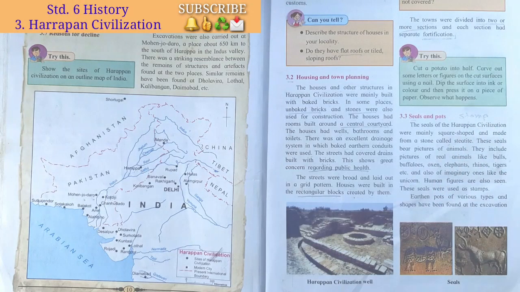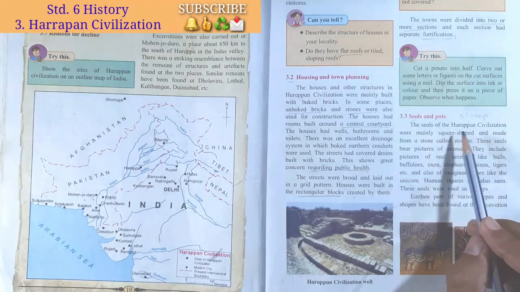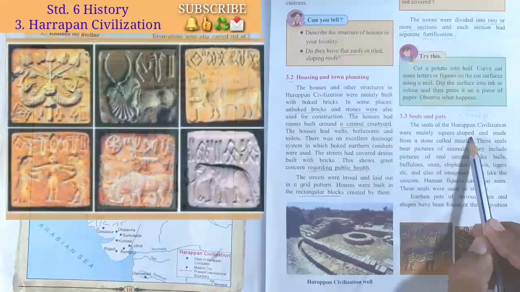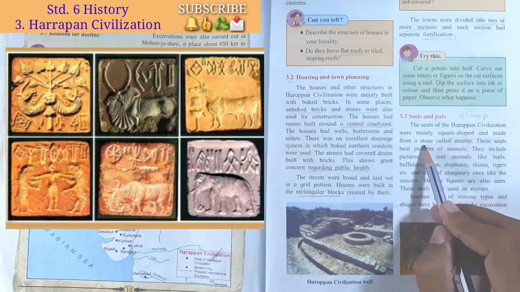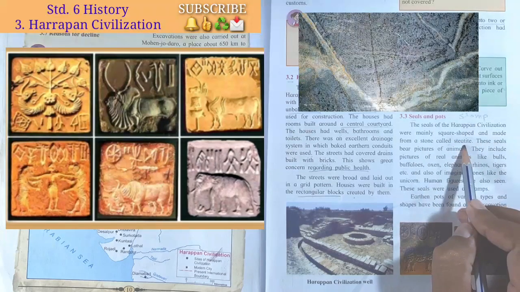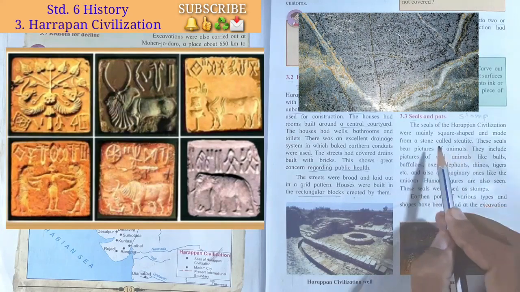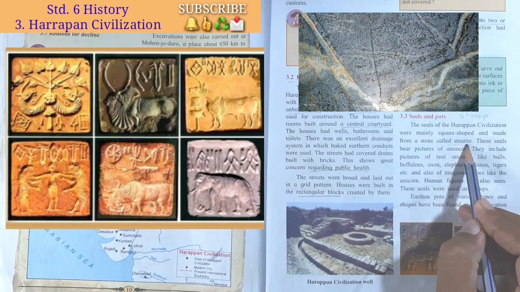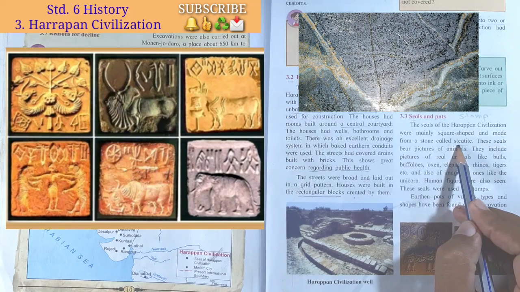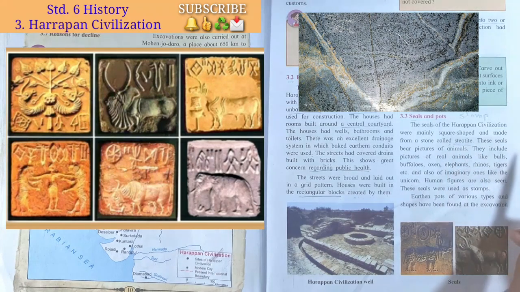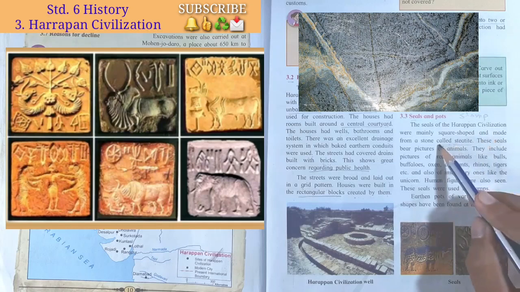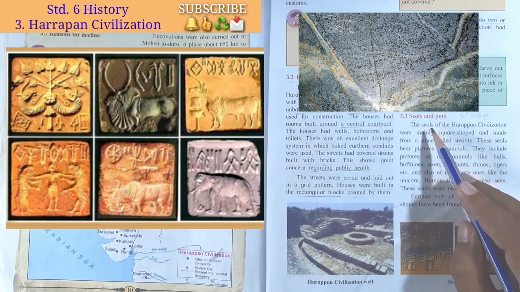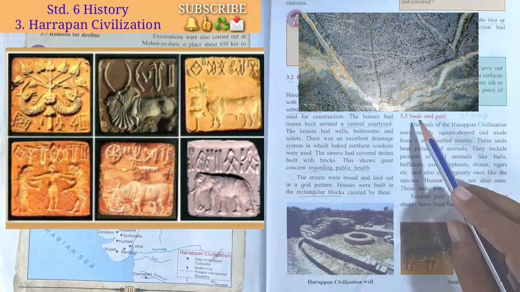Okay students, so in Harappan civilization, the seals were mainly square shaped and made from a stone called steatite. Yes students, in the picture you can see and understand what kind of stone this is. That is steatite. It is very smooth and bright. With the help of such a stone in Harappan civilization, the people used to make the seals, or the king used to make the seals.